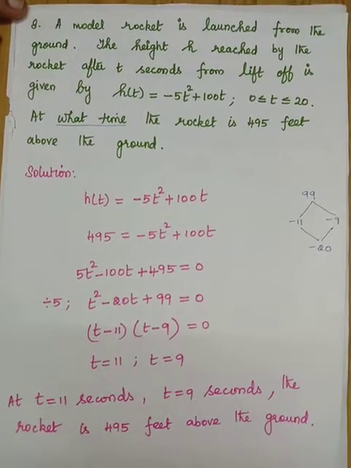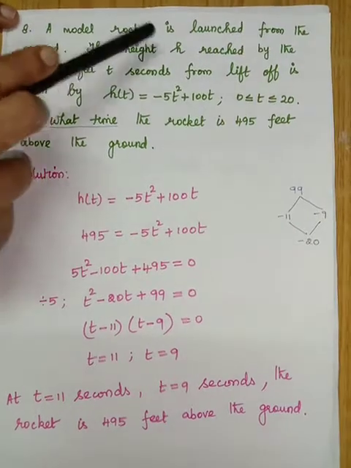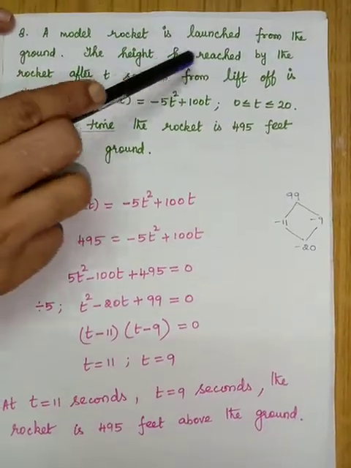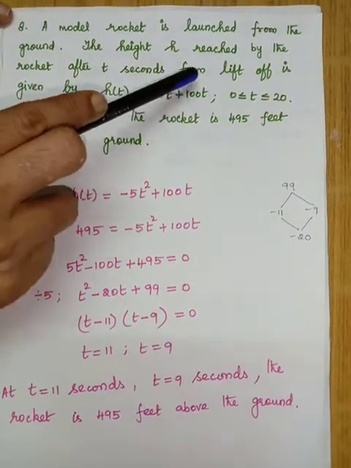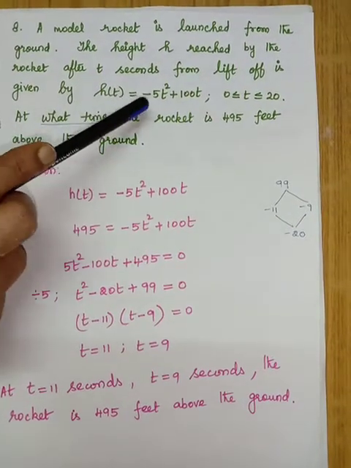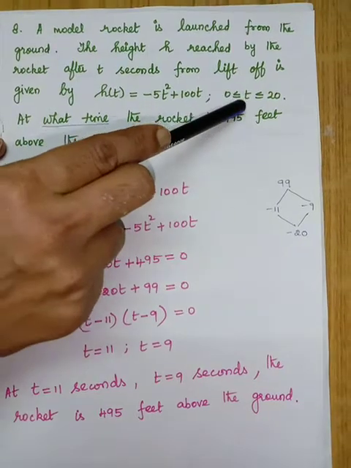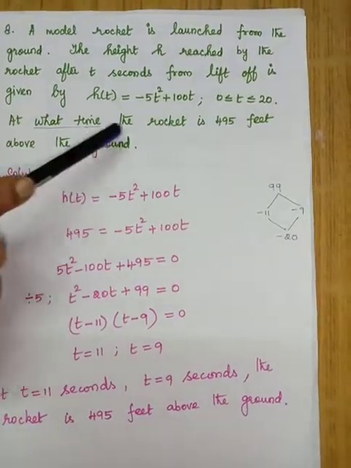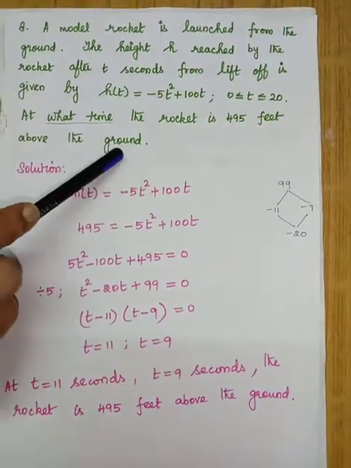Eighth problem. A model rocket is launched from the ground. The height h reached by the rocket after t seconds from liftoff is given by h of t is equal to minus 5t squared plus 100t, 0 less than or equal to t less than or equal to 20. At what time is the rocket 495 feet above the ground?